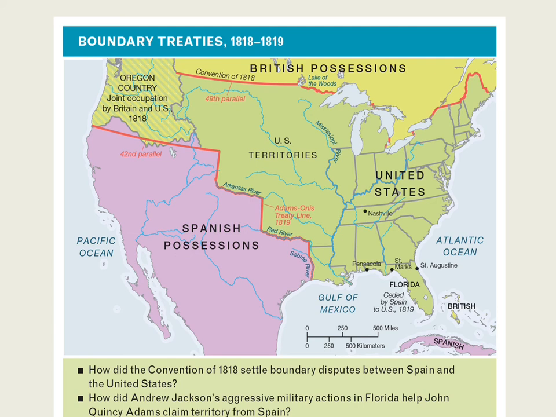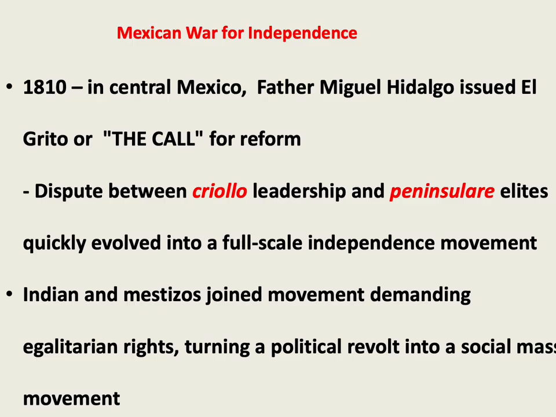And here's the United States promising in an international treaty to Spain that the United States will not move west beyond that line. Now, the Spanish were very happy. And of course, we'll see how the United States took over all that territory later as a result of the war with Mexico in the 1840s. Okay, now let's go back to Mexican independence. Back to the Mexican War for Independence.